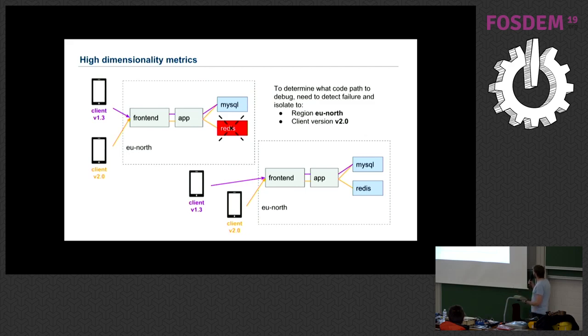If you don't have the region tag, then you won't know where to start looking. And if you don't have the client version, you won't know that perhaps you should only be tracing the code path for the V2 client, not the V1.3 client version itself. So this is why these tags can be really, really important.